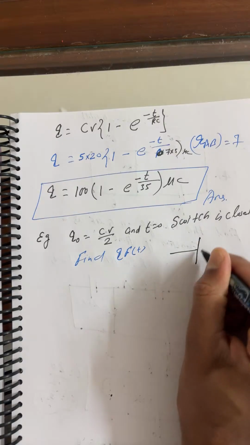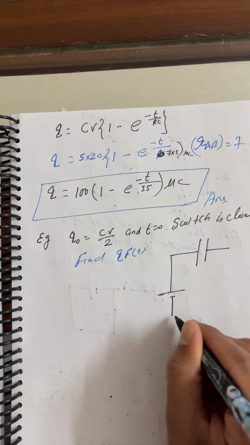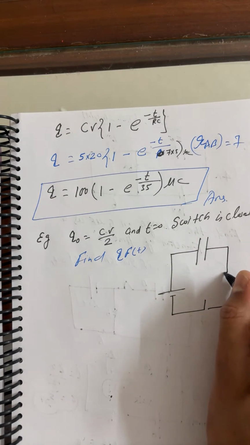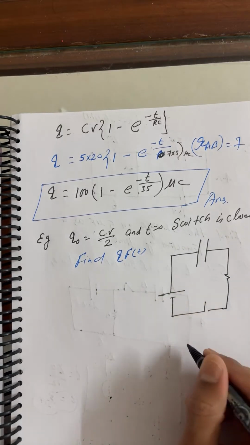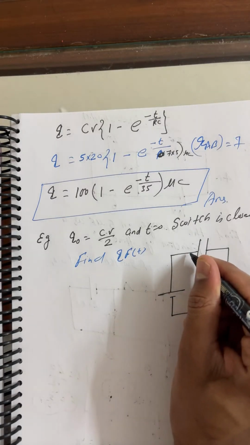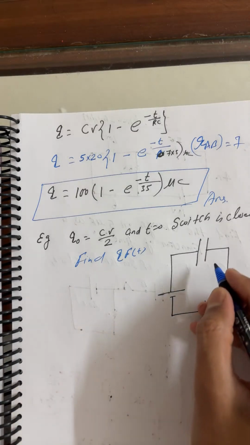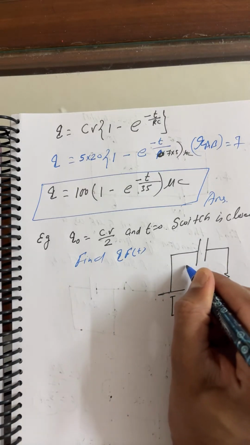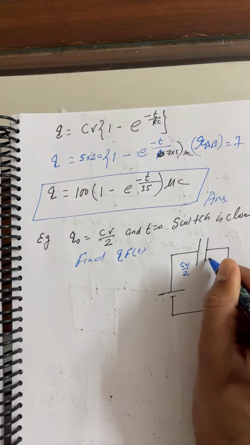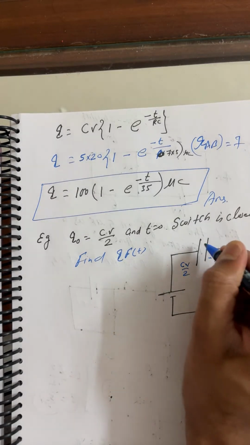This is the capacitor, students. There is a potential difference. Initially, let us suppose it's an open circuit. Initially there is a charge on the capacitor. Initially the charge you can take as CV by 2, one side plus, and the other side minus.